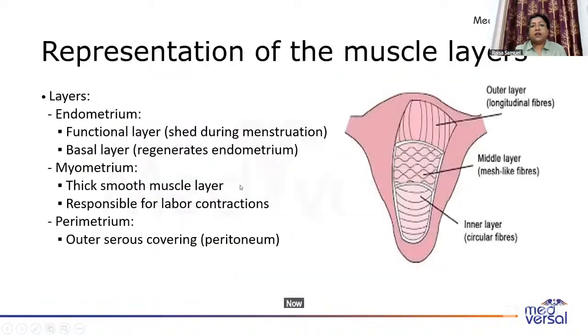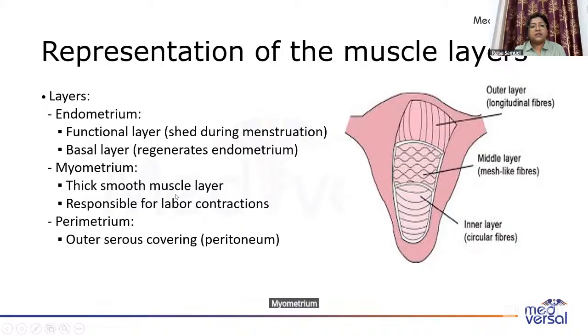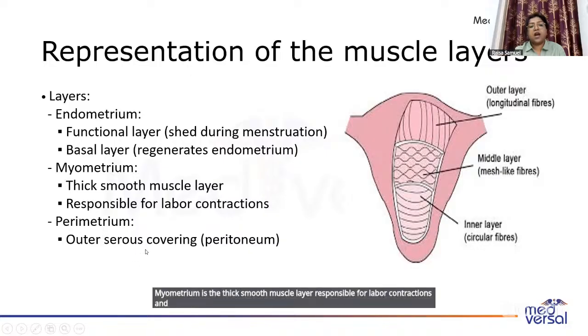Now the layers of the uterus. Endometrium is the functional layer, which is usually shed during menstruation. The basal layer regenerates the endometrium. Myometrium is the thick, smooth muscle layer responsible for labor contractions, and perimetrium is the outer serous covering, or the peritoneum.